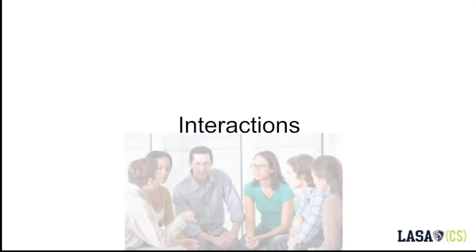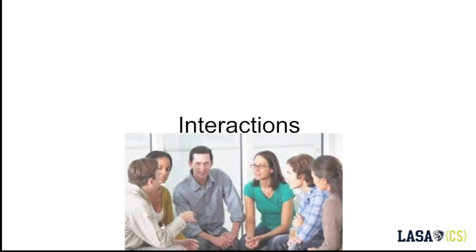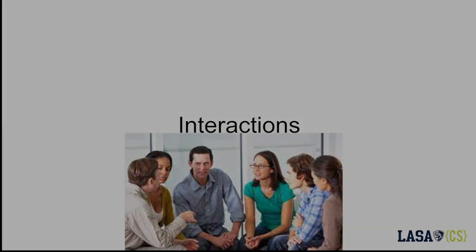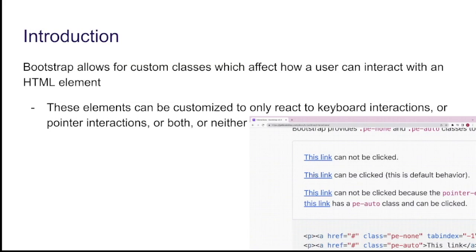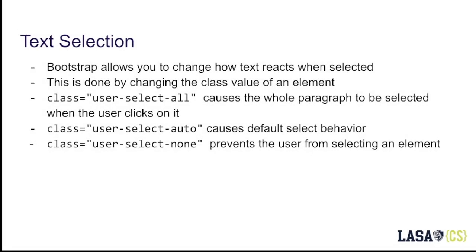Next, we're going to talk about interactions. Bootstrap allows for custom classes, which can affect how a user can interact with an HTML element. These elements can be customized to only react to keyboard interactions, or pointer interactions, or both, or neither. So the first way you can change interaction is via changing how text selection works. This is done by changing the class value of an element.